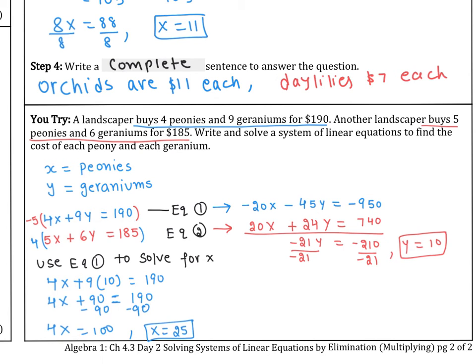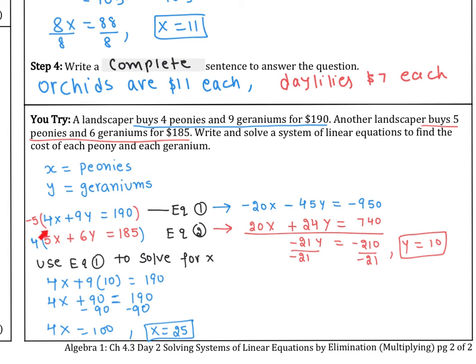So you're going to make the equations. So 4x plus 9y equals 190, and 5x plus 6y equals 185, because we are going to define the variable x for peonies and y for gardenias.